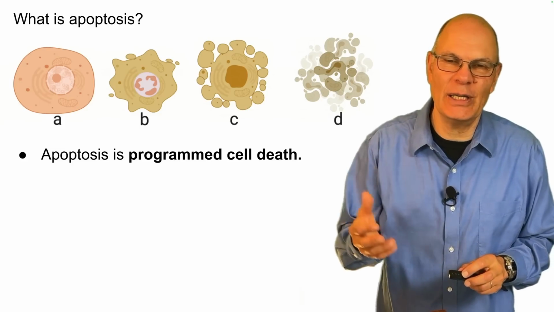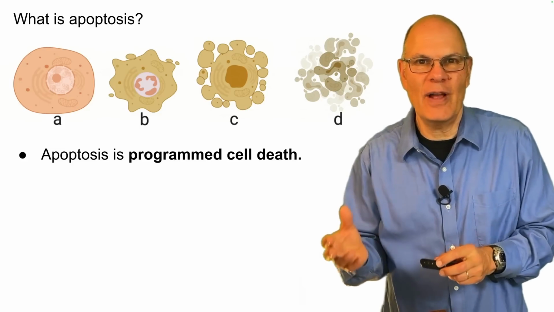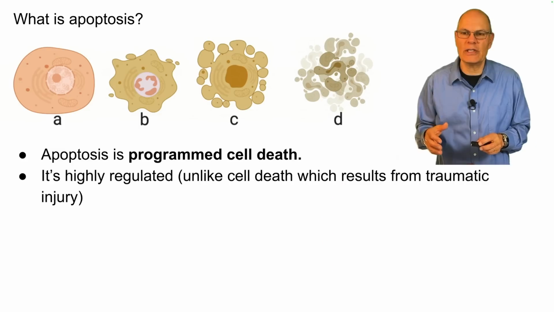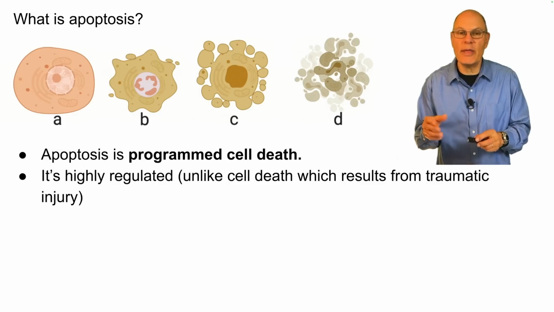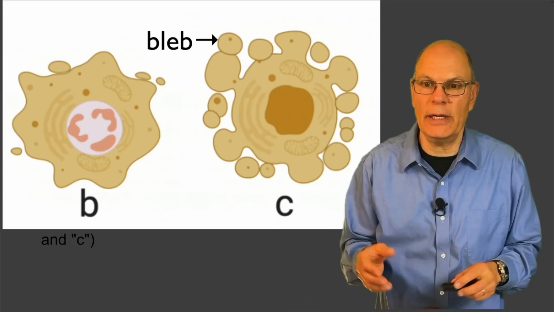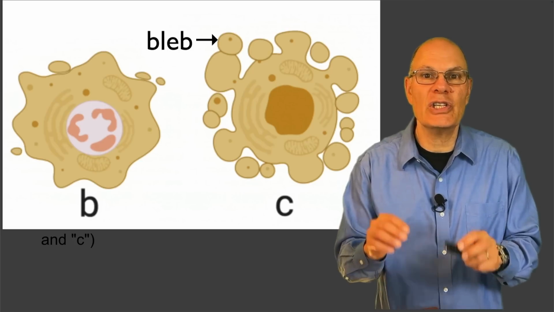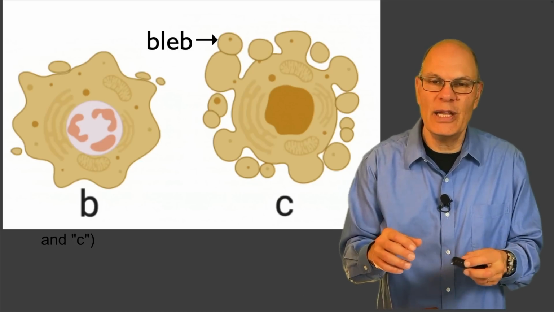It's part of a signaling cascade that involves the mitochondria and the nucleus. It's highly regulated, which is very different from cell death that results from traumatic cell injury. Cells are broken down into cytoplasmic fragments that are called blebs.